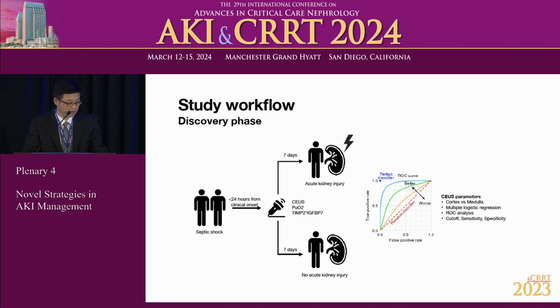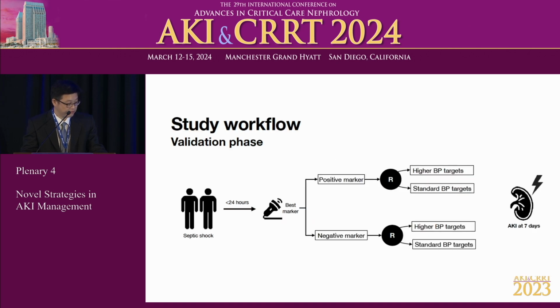Combining these two, we may conduct future trials by dividing the study into two phases. The first may be a discovery phase to assess the potential markers that can help us triage the patients who will get the most benefit from a high MAP. After that, once we have the best marker, we may randomize the marker-positive patients to a higher or standard MAP target. This might be the way to find the right answer for the good candidates for a higher MAP target.